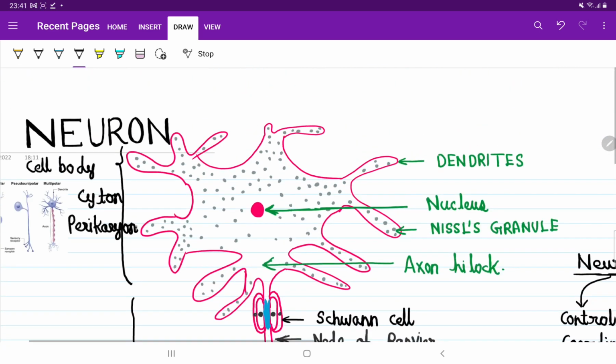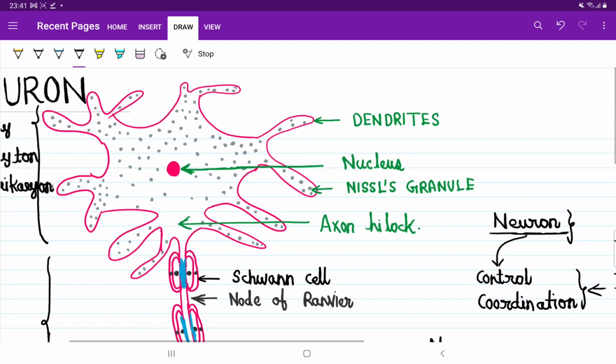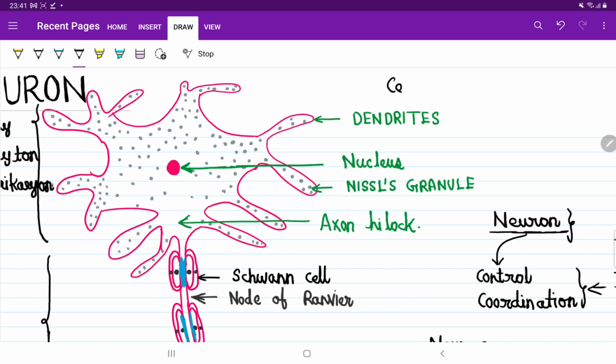Let's see. What is the function of the dendrite? Before going to the function of the dendrite, let's see some more things. The neuron has a nucleus, but remember, it does not have a centrosome. Unlike other animal cells, the centrosome is absent here. And this neuron cannot divide, so scientists believe they are blocked in the G0 phase of the cell division.